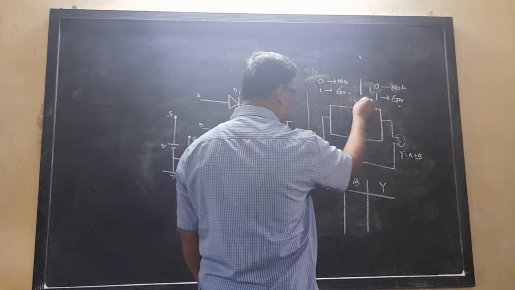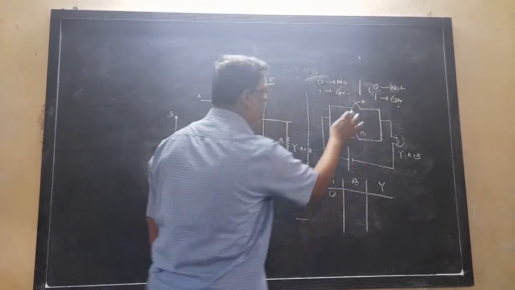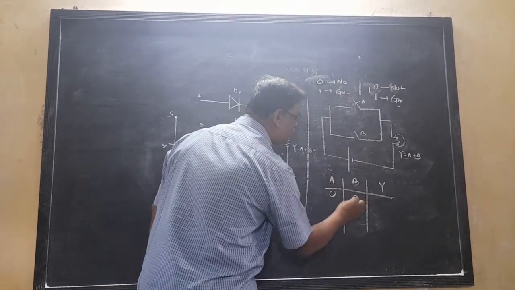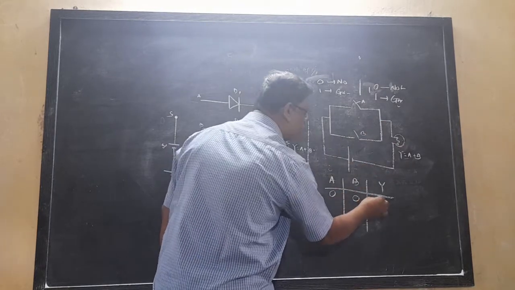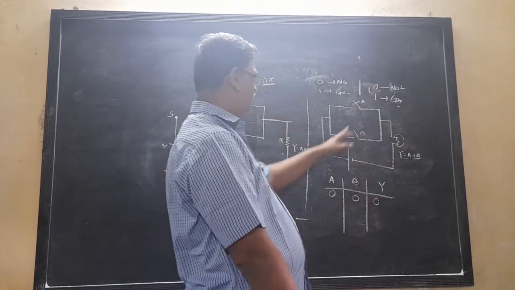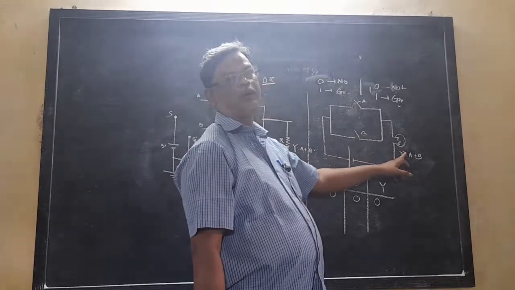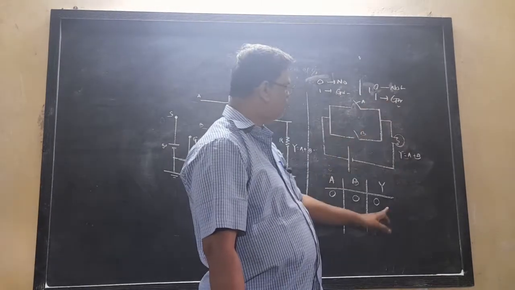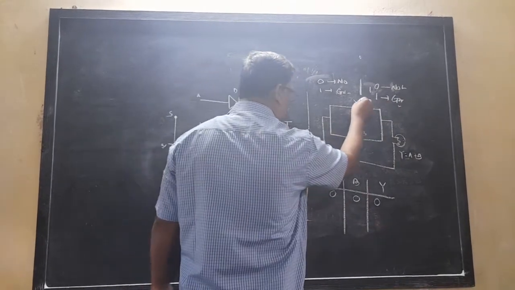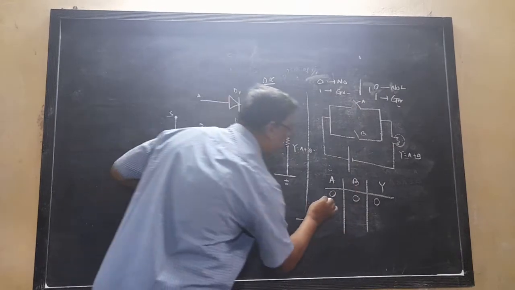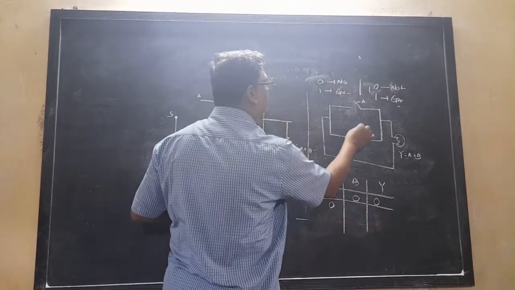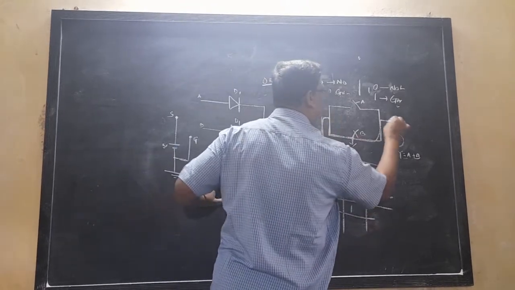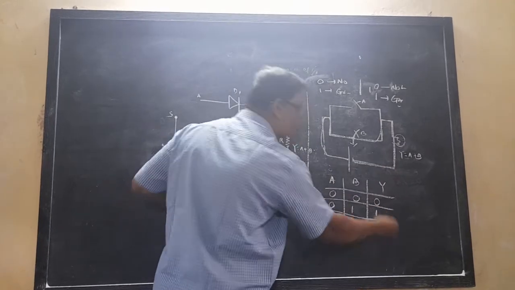So when the switch is open, that is A is equal to 0. When B is open, 0. So there is no current in the circuit, so the bulb will not glow. Clear? So A is open, B is open, then there is no current in the circuit, so the bulb will not glow, 0. Then if A is open, that means 0, and B is closed, that is 1. So current will flow through this and the bulb will glow. That is equal to 1.